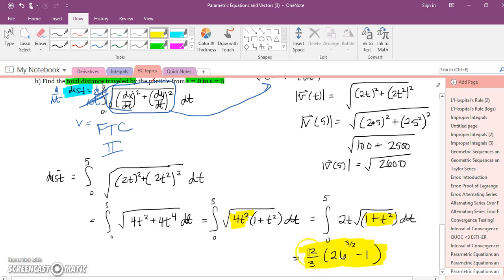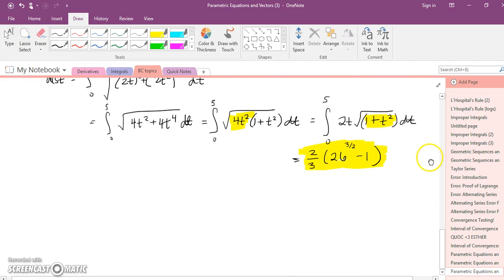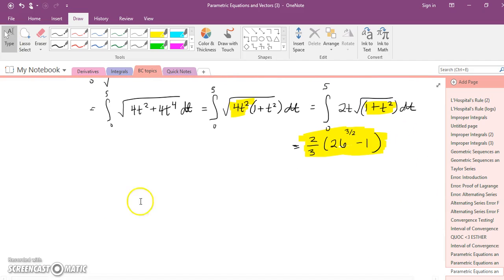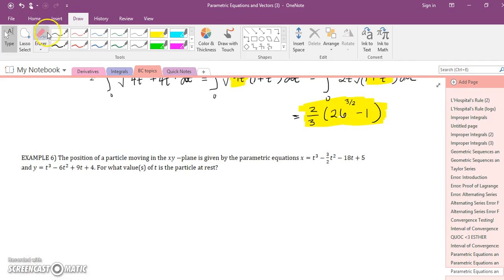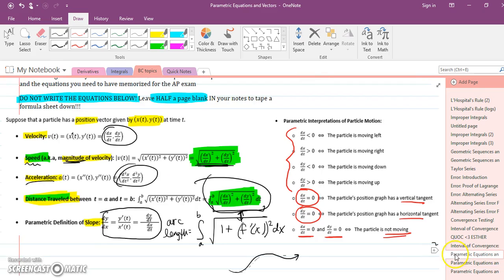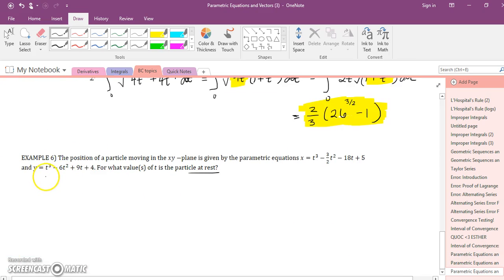Now, I'm not going to go into the details of the u sub because this video is on parametric and vector, not on u sub. So if you want to verify that, those details can be for you. For the last example, I'll show you how to find when a particle is at rest. So we're going to use the fact here that if both dx dt and dy dt are 0, the particle is not moving. So let's go ahead and find dx dt.